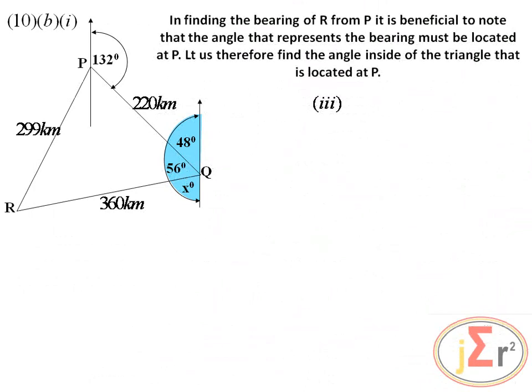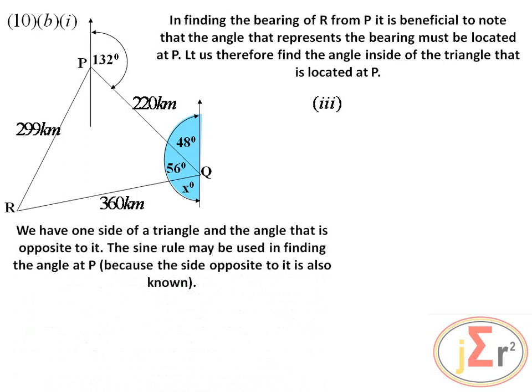In finding the bearing of R from P, it is beneficial to note that the angle that represents the bearing must be located at P. Let us therefore find the angle inside of the triangle that is located at P. We need to determine the bearing of R as viewed or taken from P. If we are taking the bearing from P, the angle needs to be located at P. Therefore, we need to make our calculation at P.